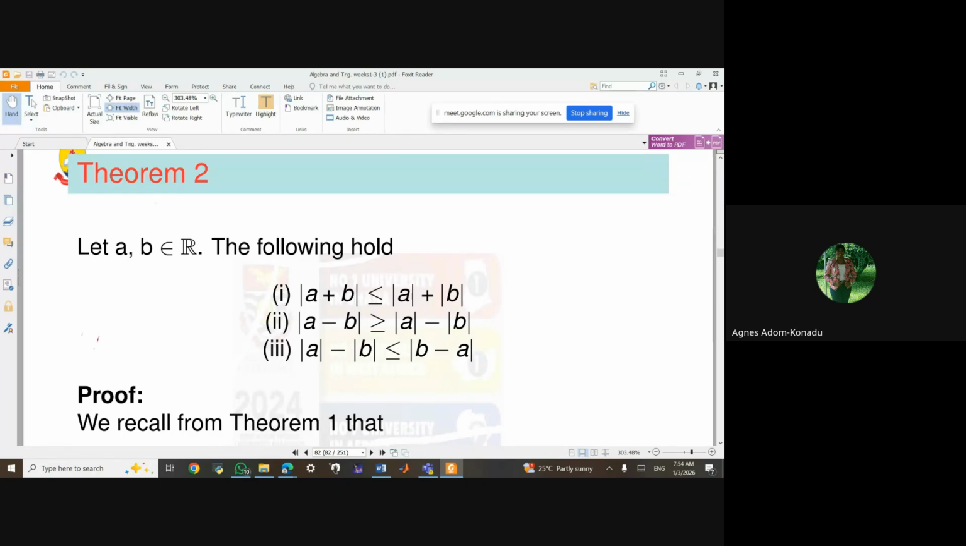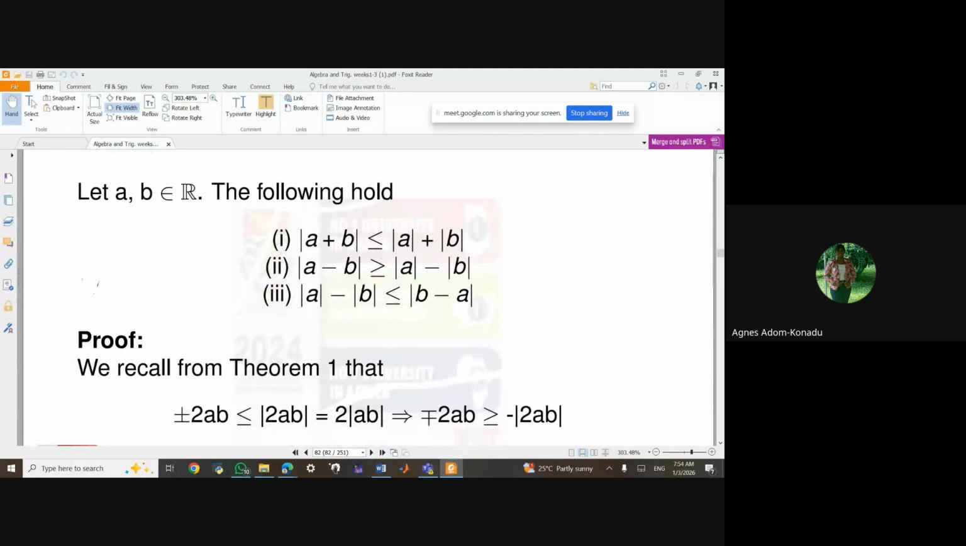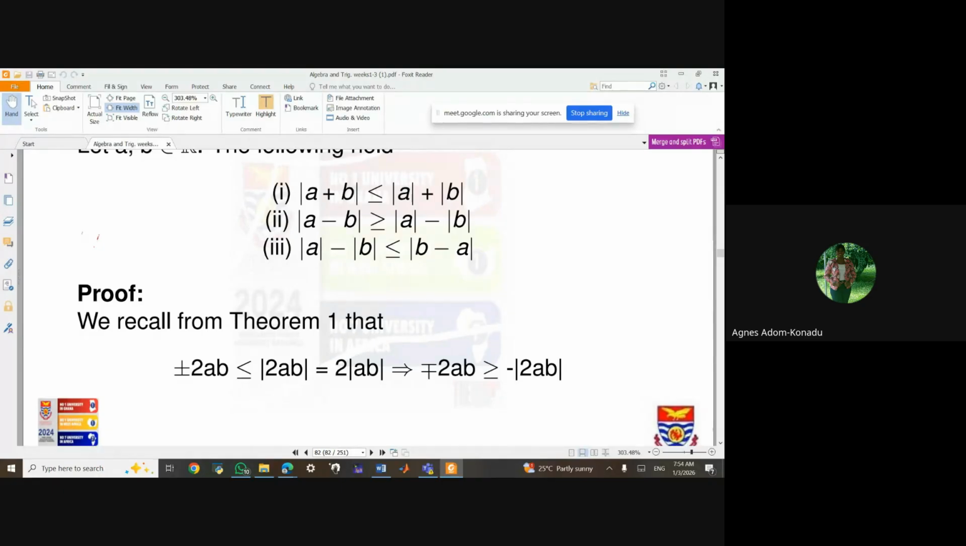Then we come to the second theory. It says that if I have A and B, which are real numbers, then I have the following. The absolute of A plus B is less than or equal to absolute of A plus absolute of B. Then absolute of A minus B is greater than or equal to absolute of A minus absolute of B, please. And then the absolute of A minus B is less than or equal to absolute of B minus A.